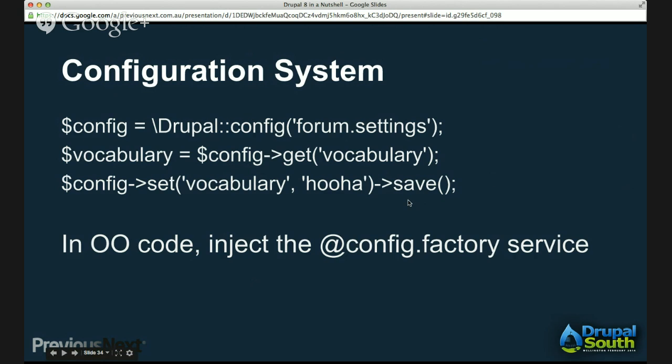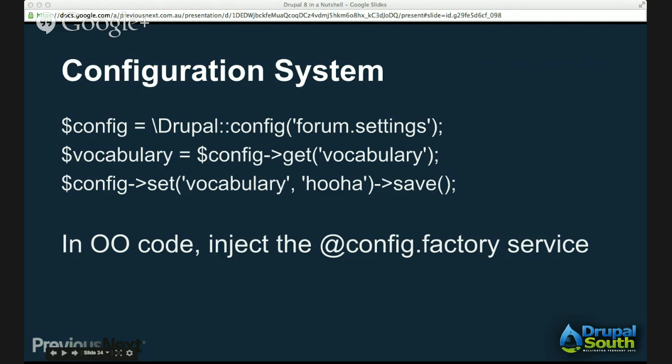We could call set vocabulary hoo-ha, set something else, chain them all together, and at the very end call save, and it would only be one write, whereas in Drupal 7, obviously you'd write to the variables table for each one of those. So as you see at the top there, we've got access to the config in procedural code using that global Drupal singleton, which is that \Drupal and the static method config.